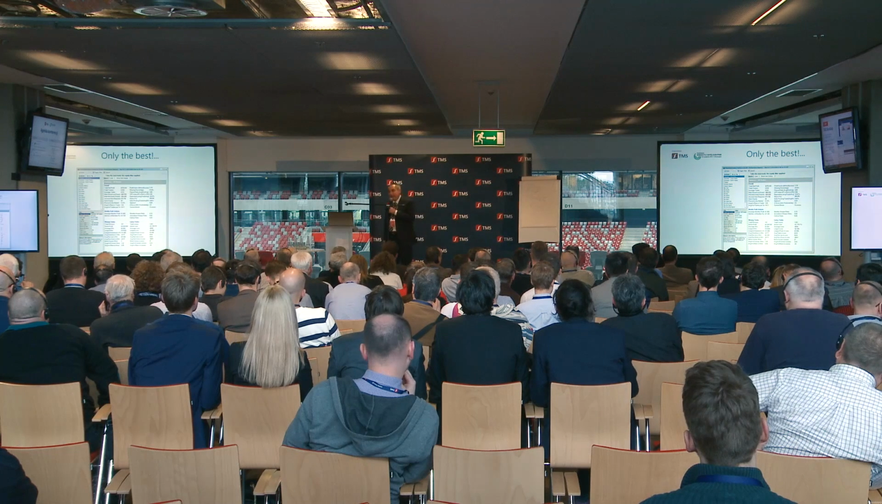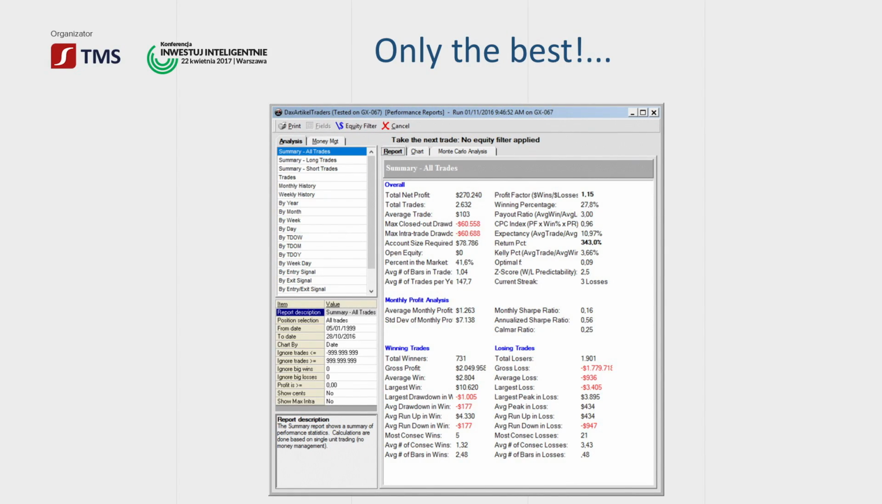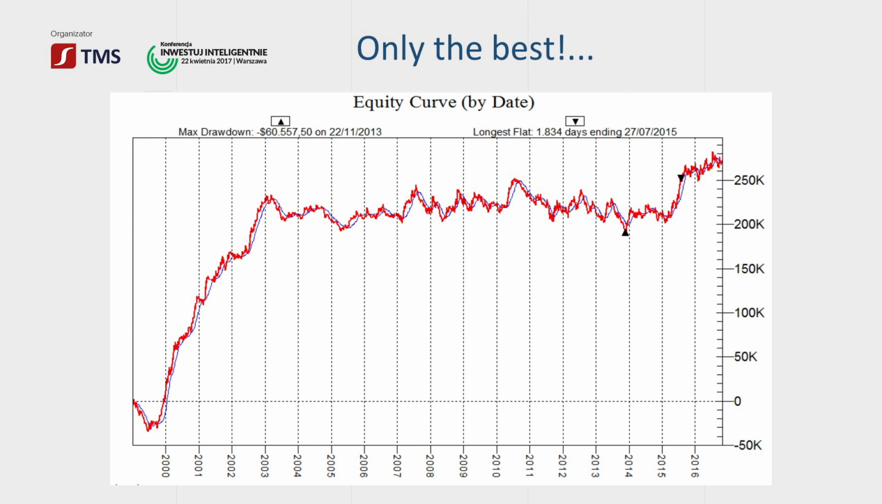270,000 euro gain from 99 to, which is end of 2016 when I first tested this. An average trade of 103 euro and 60,000 drawdown. Let's see the equity line to have a clearer idea. For sure, this equity is smoother, let's say, than the previous one. But again, I ask you the question, would you trade this?